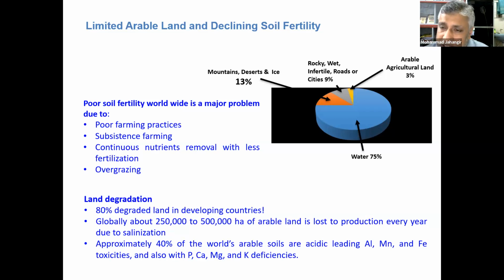But if you go with the same technology, same fertilizer, good variety to African countries, you cannot increase. You can do only a 28% increase. That means soil fertility is the main driver to increase crop production.